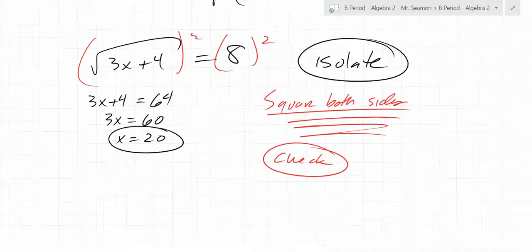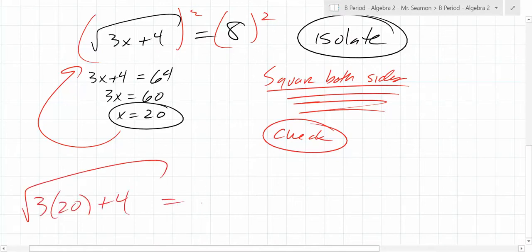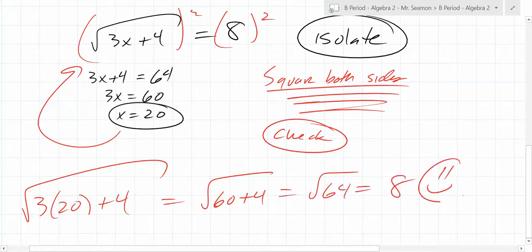How do we check our answer on this one? You plug in 20 into the left and see if it equals the right. Don't do both sides. So you have the square root of 3 times 20 plus 4. That's equal to the square root of 60 plus 4, which is equal to the square root of 64, which does equal what? So it does check.